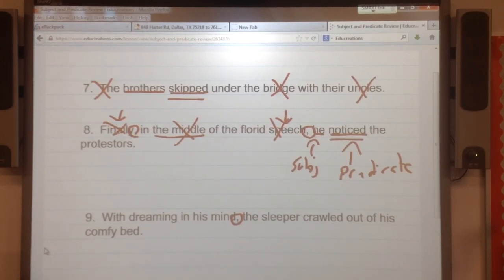Dreaming seems to be a verb, and sleeper would make a subject, right? The sleeper dreaming. But this sentence isn't about a sleeper dreaming, or a mind dreaming, or the bed dreaming. In fact, the sleeper is doing something. Did you find it? Yeah, I bet you did. That the sleeper crawled. And again, we have a very simple subject, and again, a very simple predicate.